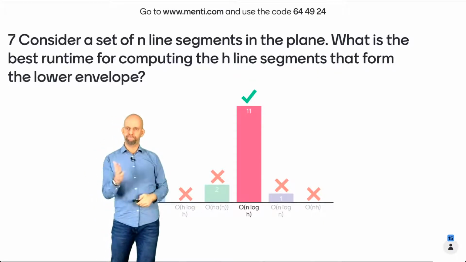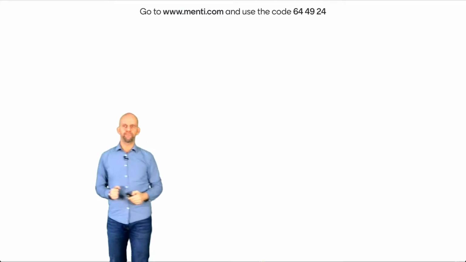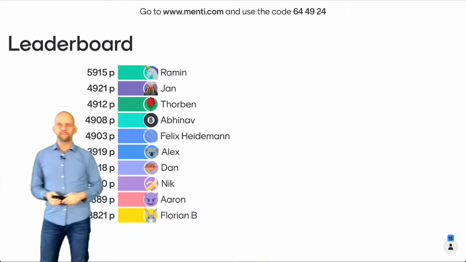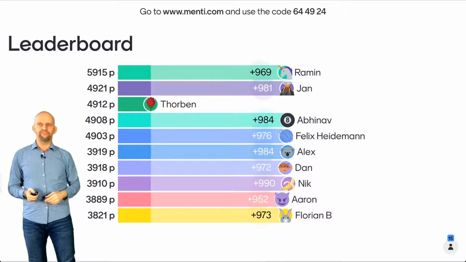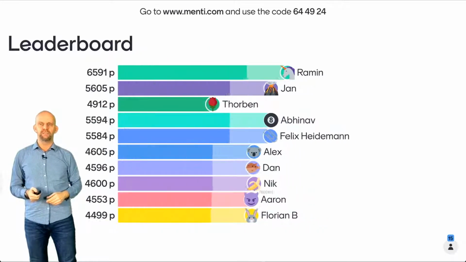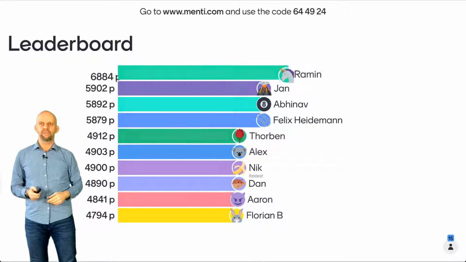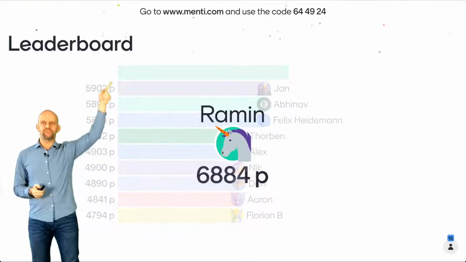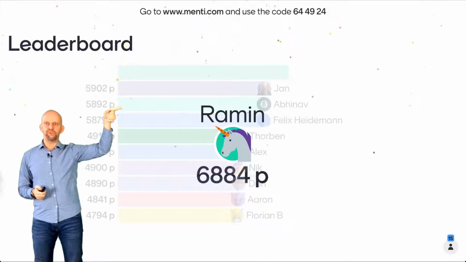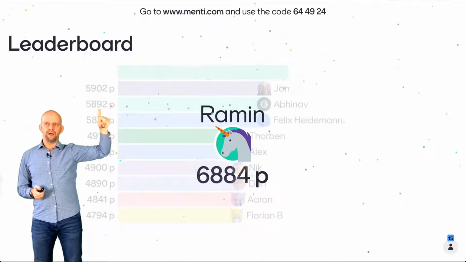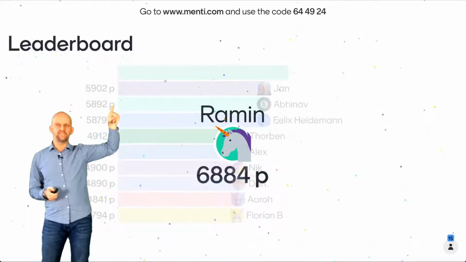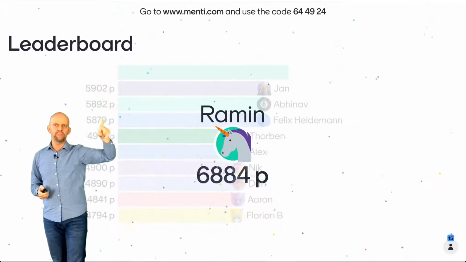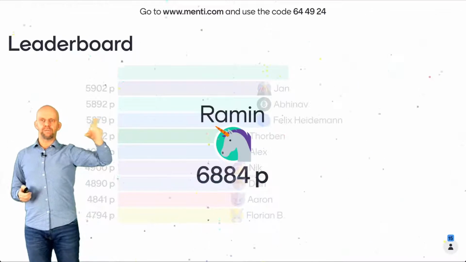Right, let's see what we got. And we have a winner by knockout, followed by Jan and Abhinav. Good job there, Abhinav. You were a little behind, but you didn't give up, and you actually got within 10 points of the silver medal. The bronze is still really good. And Felix also not too shabby here.